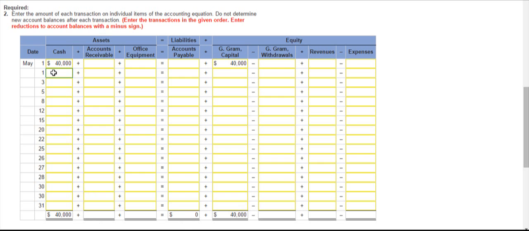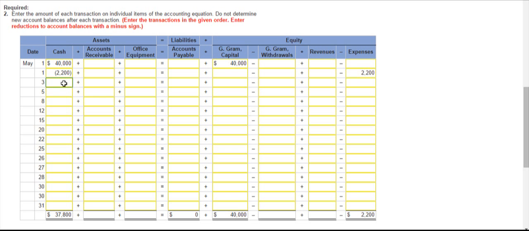Again, on May 1st, the company rented a furnished office and paid cash for May's rent. Now it tells you to use reductions to account balances with a minus sign. Connect is fussy, so if it tells you to do that, make sure you do that. So we're paying the rent, cash is going to go down, so let's go minus 2,200, and that would be an expense. They don't specify what kind of expense, but since you're paying the rent, that's what it is. Expenses are the cost of doing business.